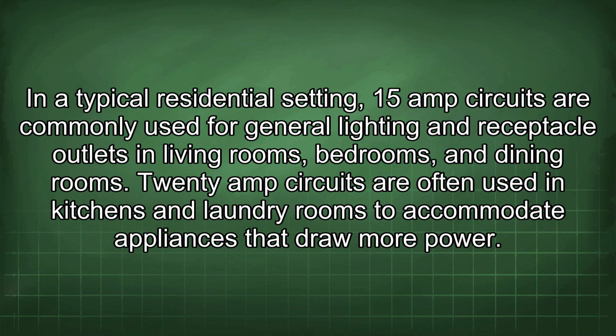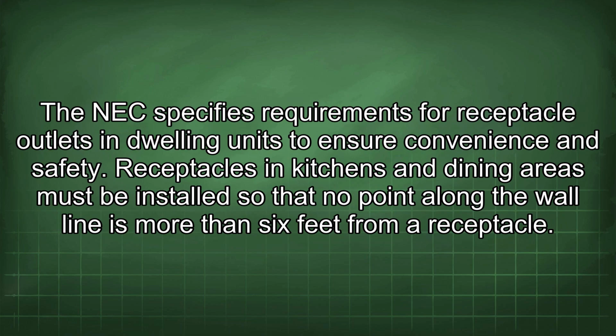In a typical residential setting, 15-amp circuits are commonly used for general lighting and receptacle outlets in living rooms, bedrooms, and dining rooms. 20-amp circuits are often used in kitchens and laundry rooms to accommodate appliances that draw more power. The NEC specifies requirements for receptacle outlets in dwelling units to ensure convenience and safety. Receptacles in kitchens and dining areas must be installed so that no point along the wall line is more than 6 feet from a receptacle.